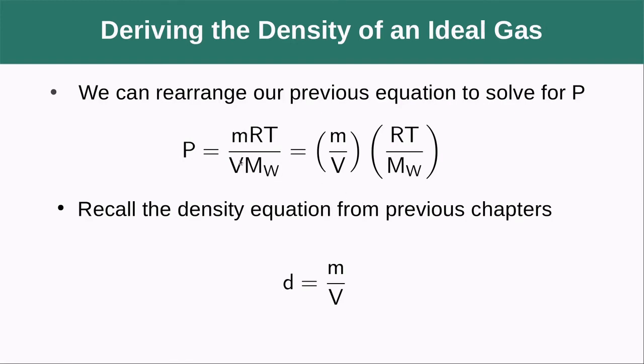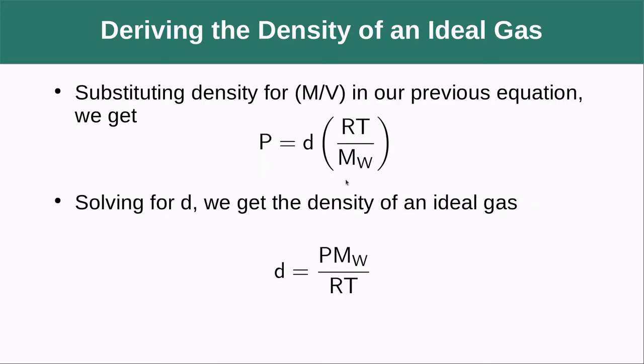If we choose to look at this as the mass divided by the volume times RT over the molecular weight, we get this M over V term. And if we recall, that is the density, the mass divided by the volume. Substituting in that density, we get this equation. Then rearranging and solving for the density, we can see that the density of a gas is the pressure times its molecular weight divided by RT.